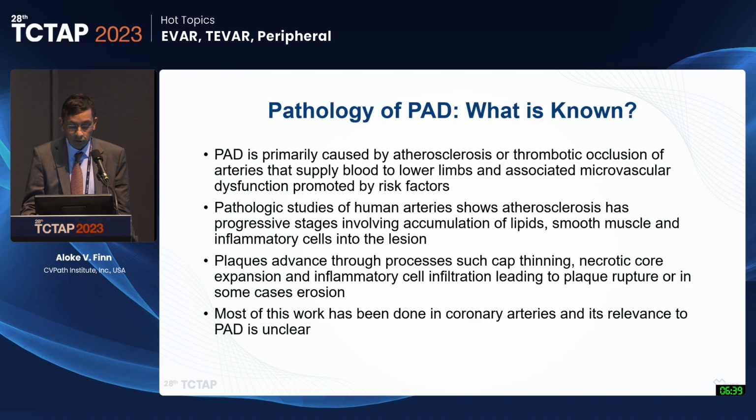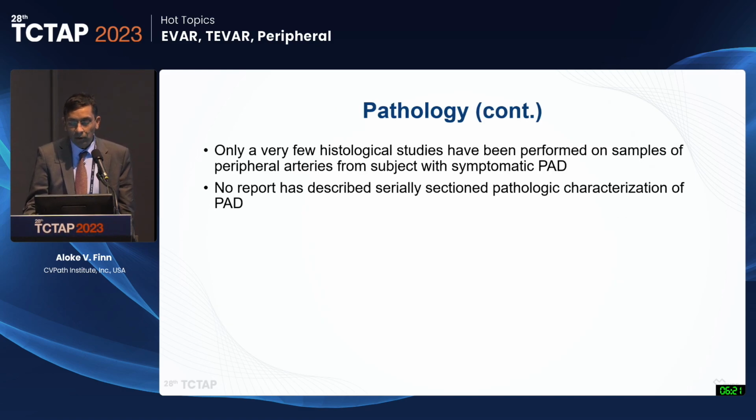in some cases erosion. But most of the work that's been done understanding the pathology of atherosclerosis has been done in coronary arteries. We're very familiar with the mechanisms of plaque growth and expansion, but its relevance to PAD remains unclear because there are a lot fewer studies done in PAD. There are only very few histological studies on samples of peripheral arterial disease, and no report has described serial sectioning pathologic characterization of PAD.